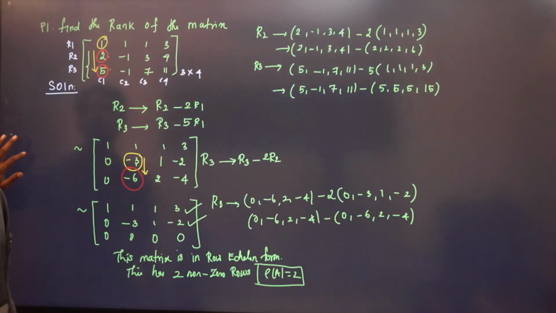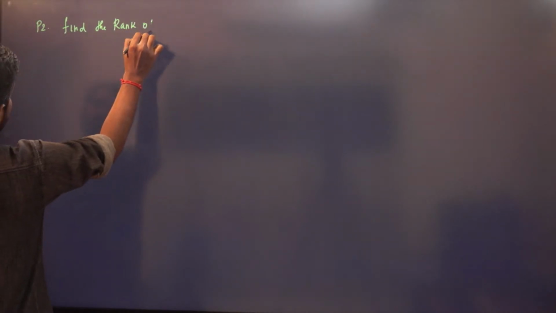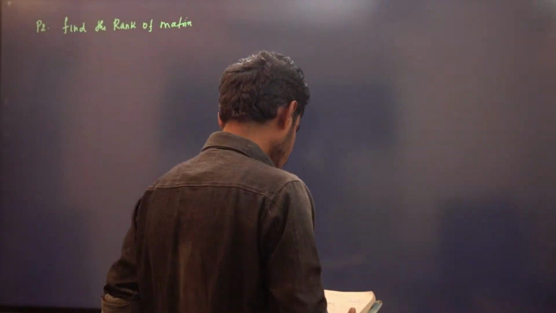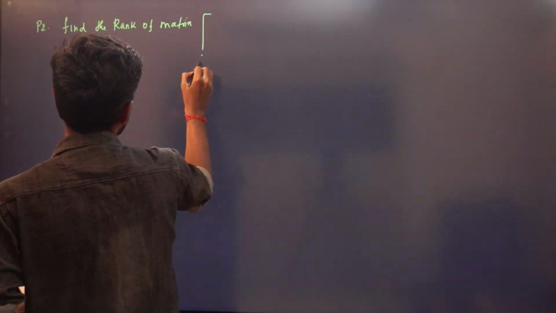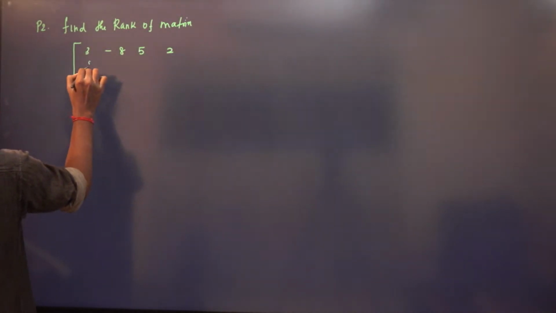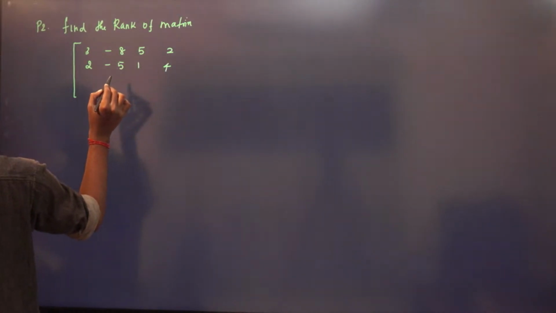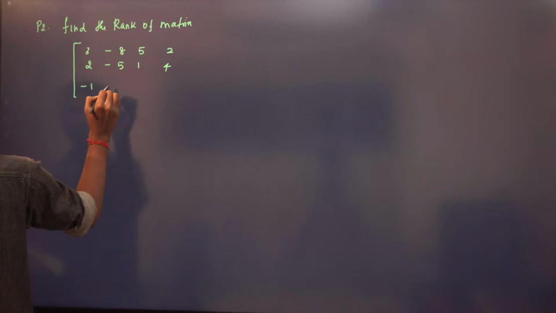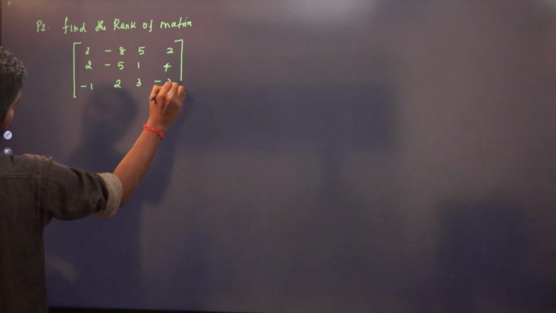Okay, now we move on to the second problem. Find the rank of a matrix. See, these are called elementary transformations. Find the rank of the matrix: 3, minus 8, 5, 2; 2, minus 5, 1, 4; minus 1, 2, 3, minus 2.